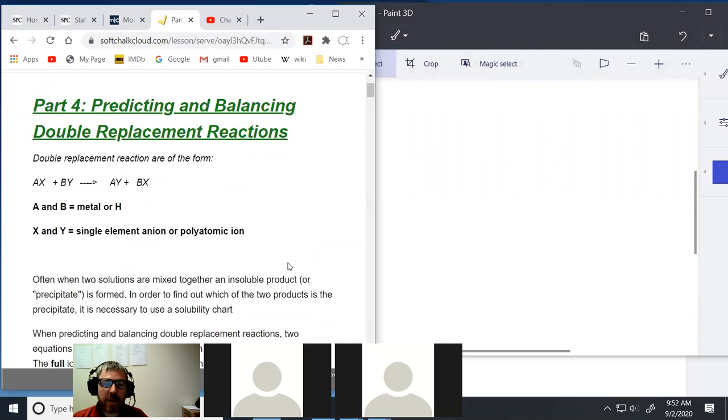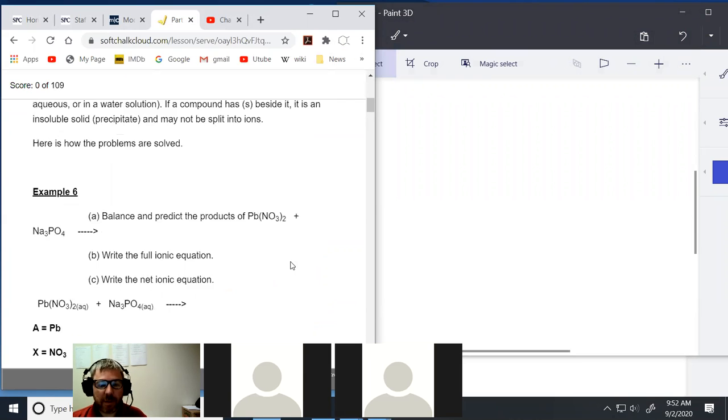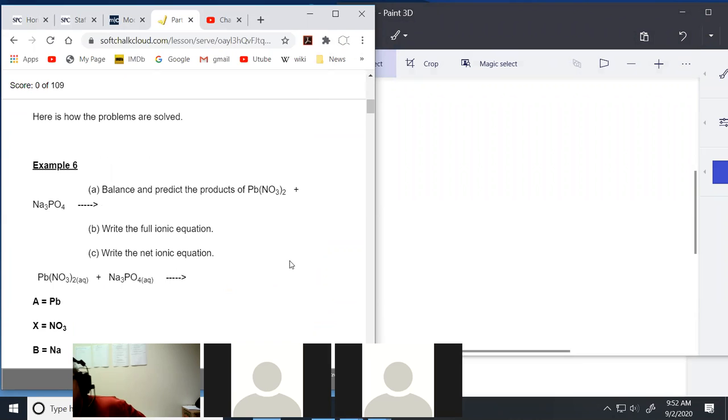Okay. Double displacement reactions. Now, these are very similar to acid-base reactions, except we're not getting water as a product. Instead of getting one salt, we're actually getting 2 salts as products. This can be a bit challenging. So let's look at a question.